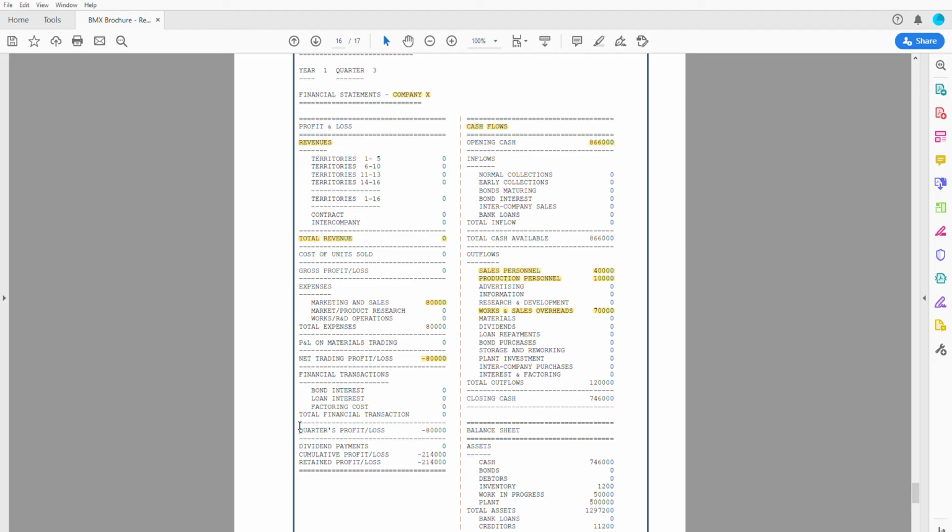And you will be observing this line here in the income statement. This is where you're going to focus. It's going to tell you what profit or loss you made each quarter.